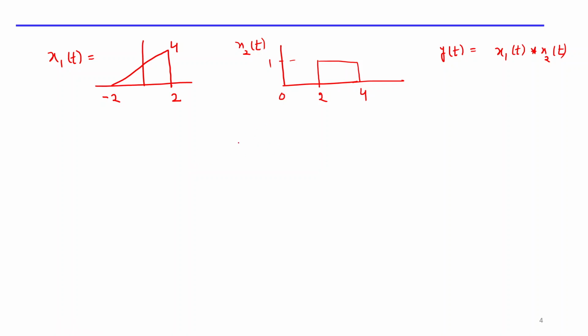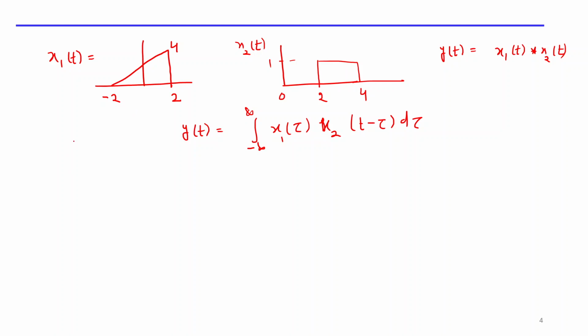So how do you solve this question? Just remember the formula. What is the formula I told you? Integration from minus infinity to infinity of x1 of tau, x2 of t minus tau, d tau. So what you do first: whatever the signal is given, just change that variable first.